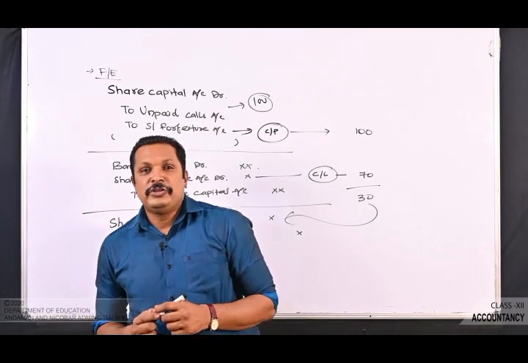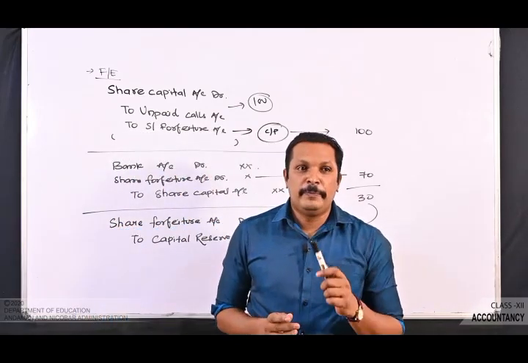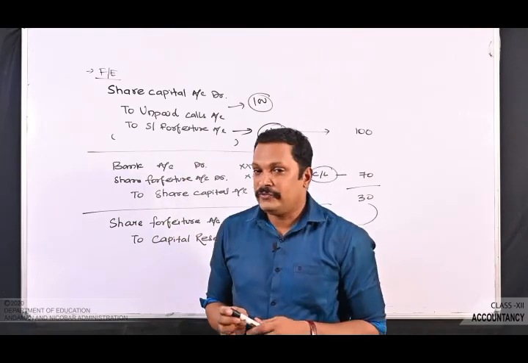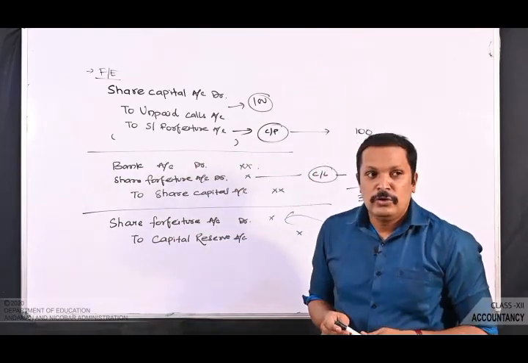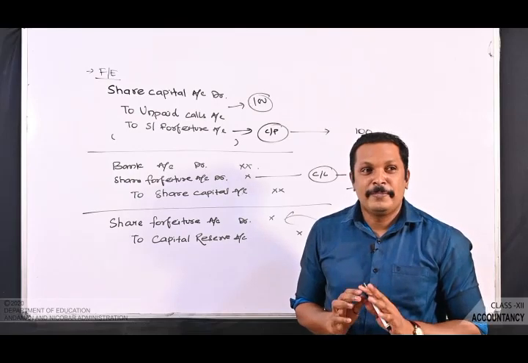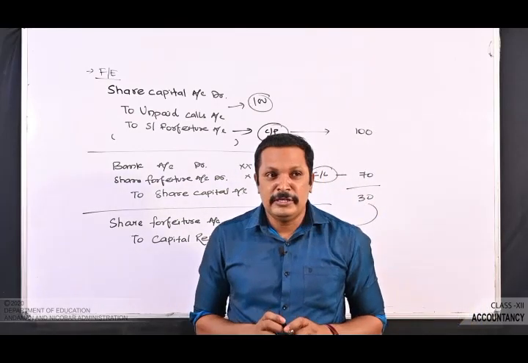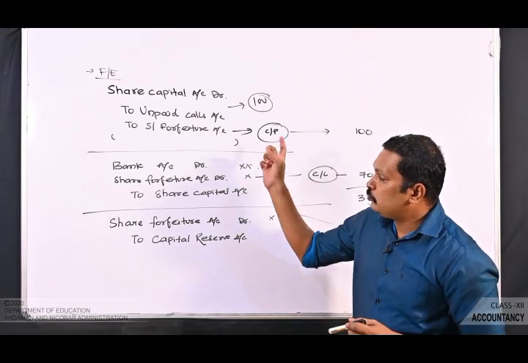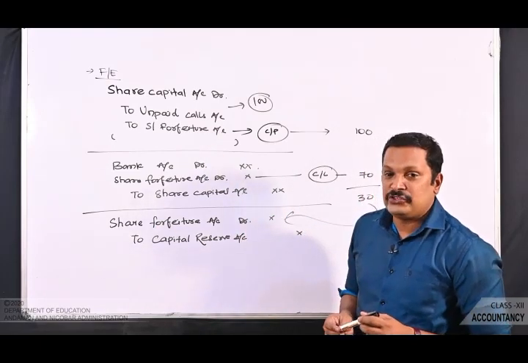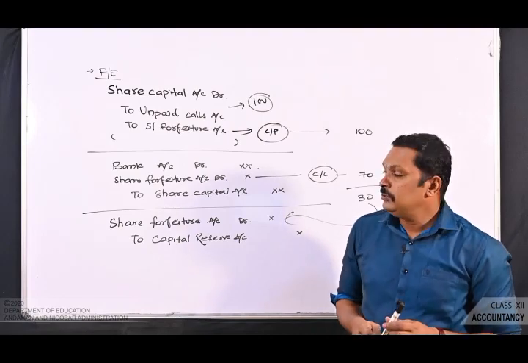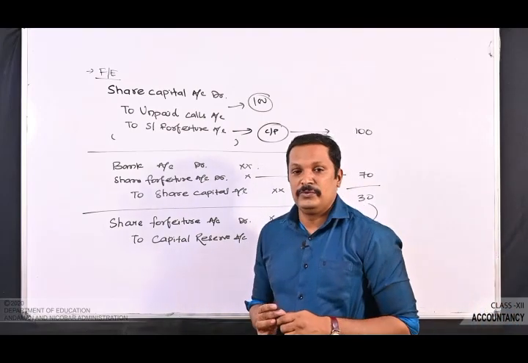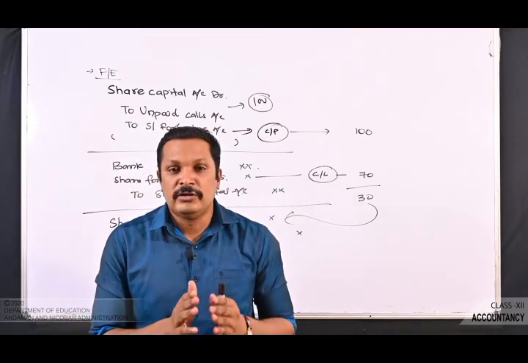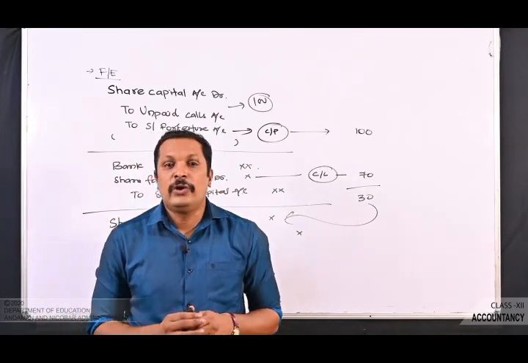What are they? Share capital account debit to unpaid calls to share forfeiture account. Now after that, the reissue: bank account debit, share forfeiture account debit to share capital. And last, the final entry, that is share forfeiture account debit to capital reserve. Right? So this is what we are going to learn for the next two classes.